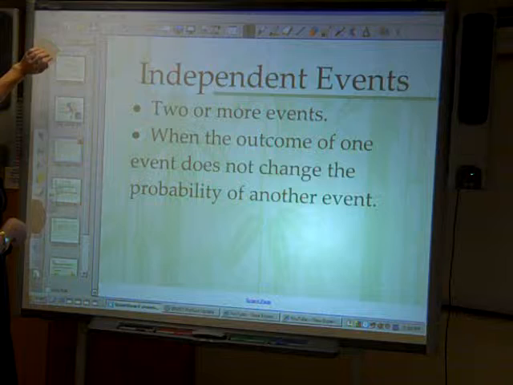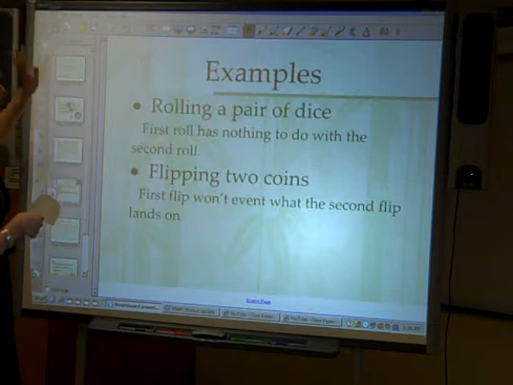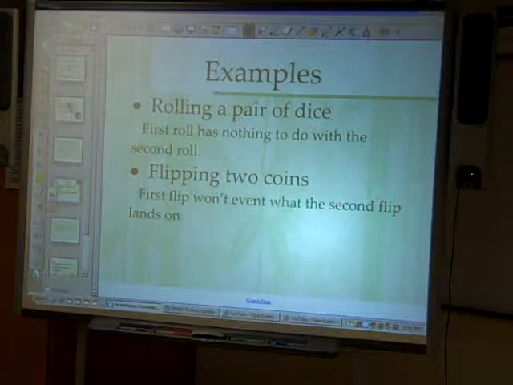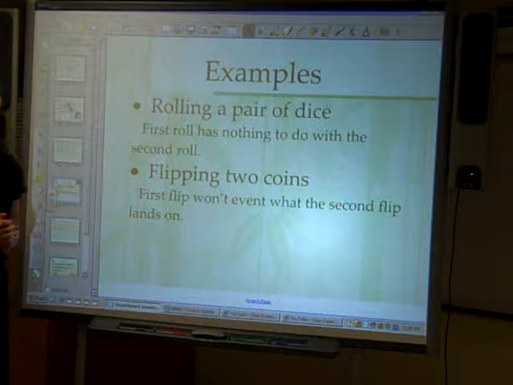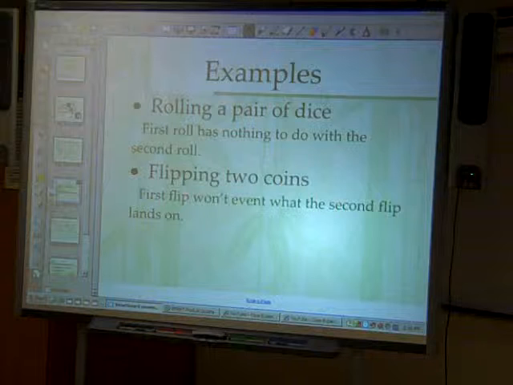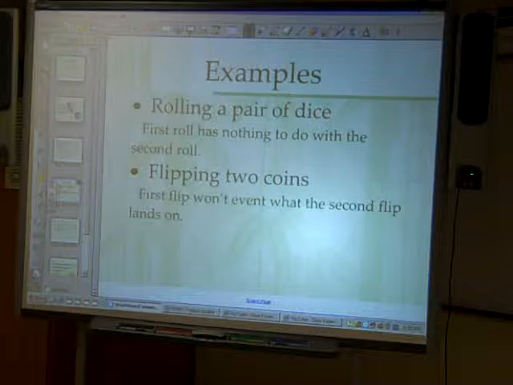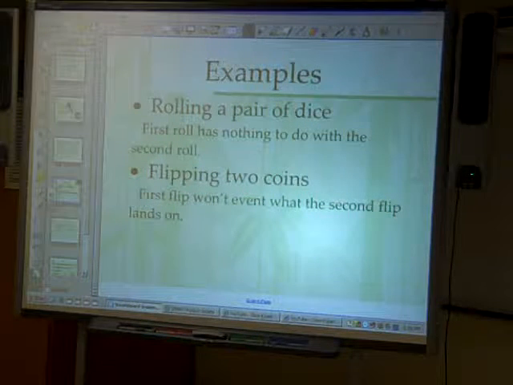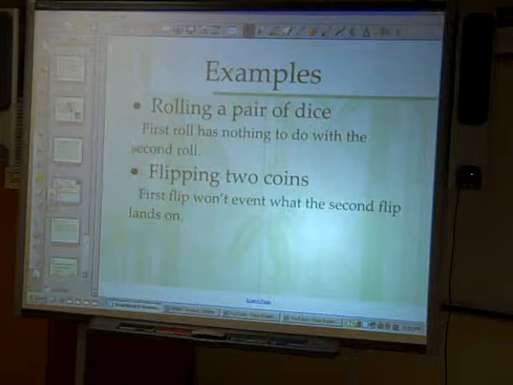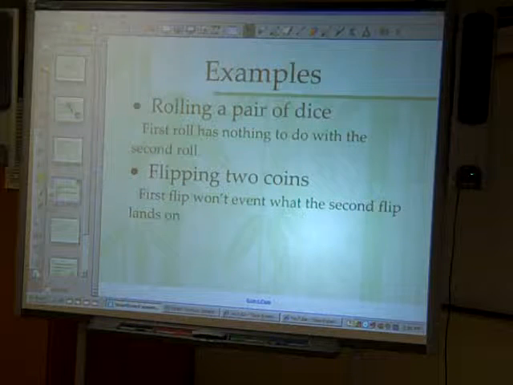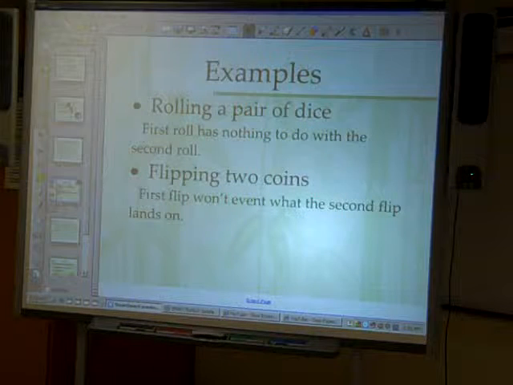and it's when the outcome of one event does not change the probability of the other event. So again, here's some examples. I want you to write these down because you're going to be finding the probability of them. So rolling a pair of dice is considered independent events. The first roll has nothing to do with the second roll. Flipping 2 coins, the first flip won't affect what the second flip lands on.